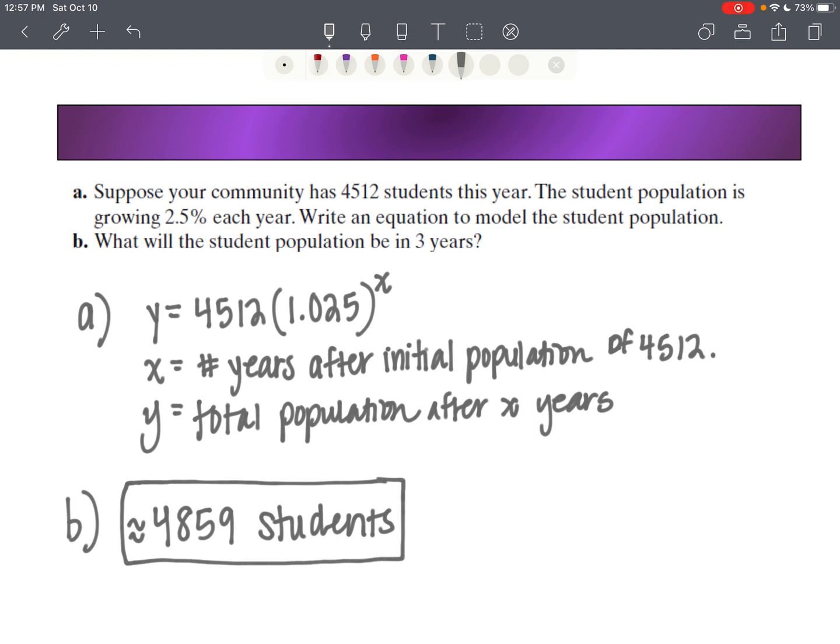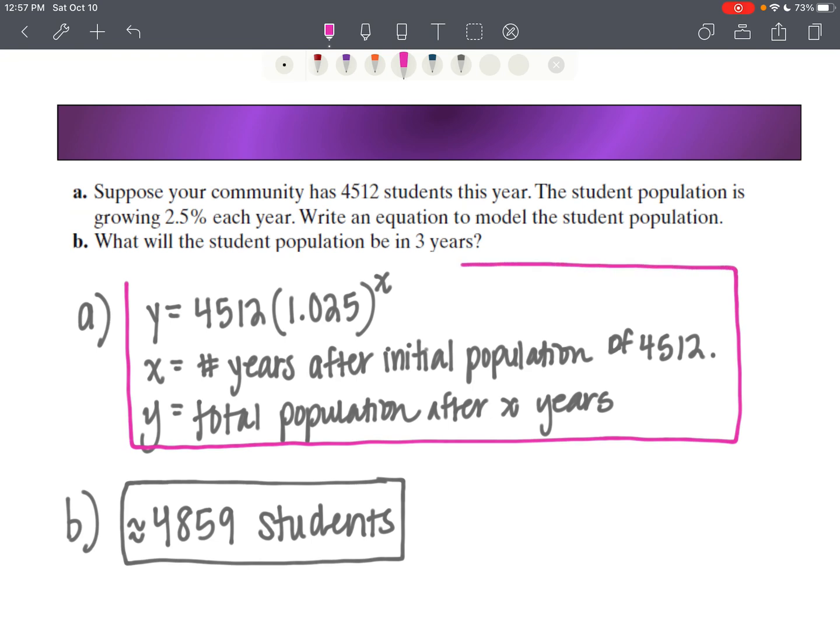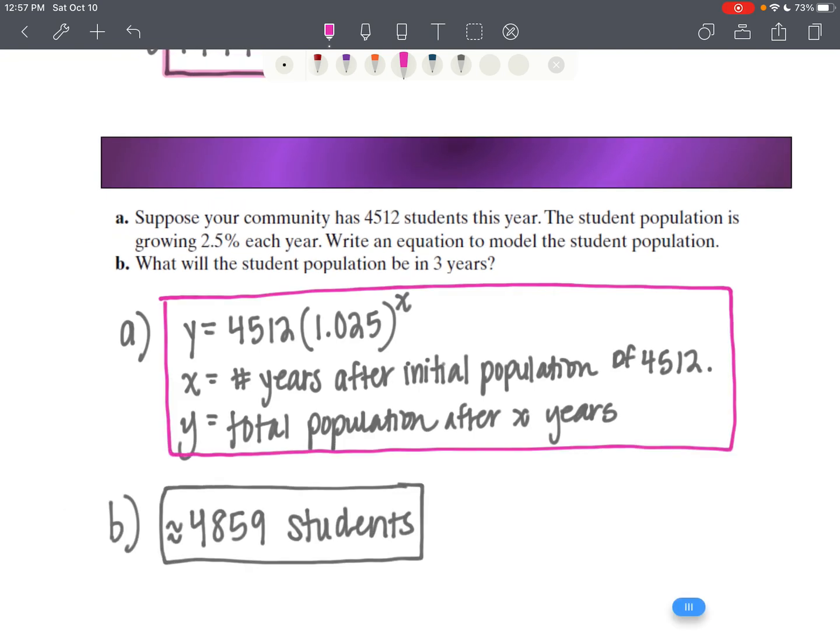Do you know how many students are in your high school? That is a good question. Do you know how many students are in your high school? Or your community? It could be anything. It could be in your neighborhood. It could be in your city, or your state, or even your country.